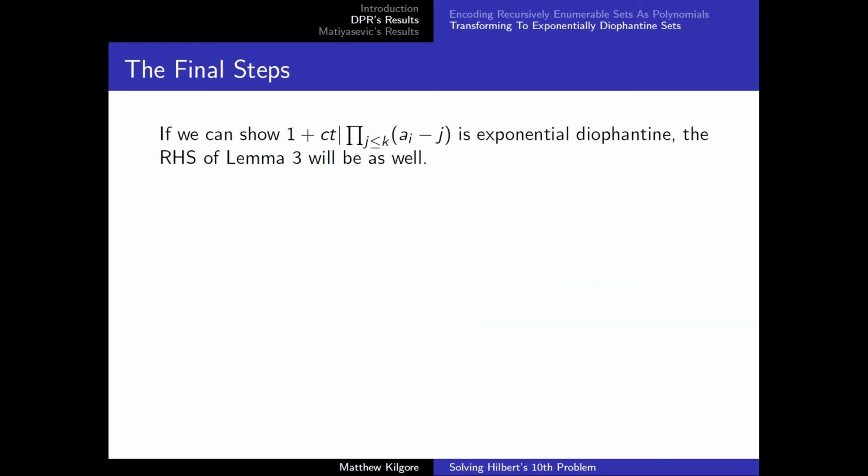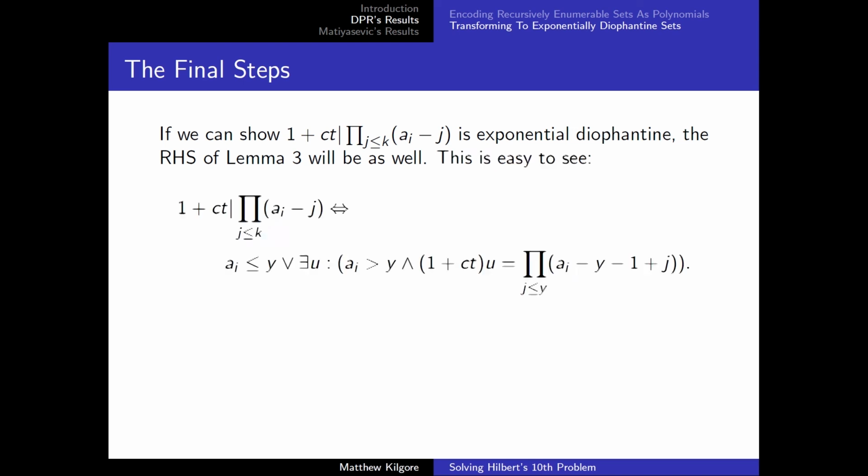Now, if we look at the right side of Lemma 3, it's almost entirely exponentially Diophantine. There's really only one part that we can't verify right away. That's that 1 plus ct divides the product over j less than k of ai minus j. If we can show that's exponentially Diophantine, we're good. We'll have shown that Davis normal form is as well. Luckily, showing this part is fairly easy.